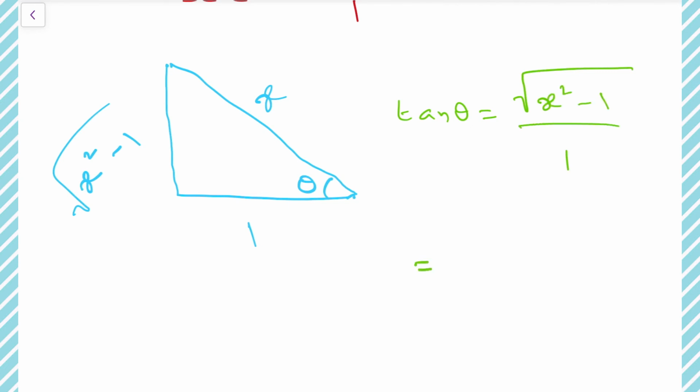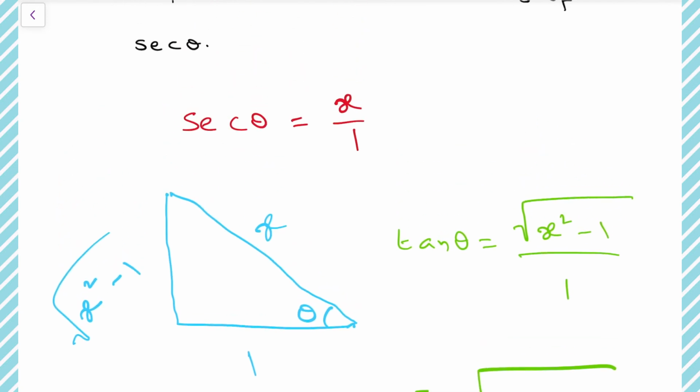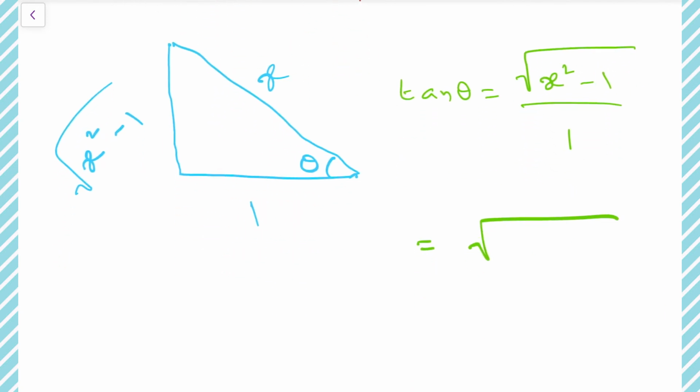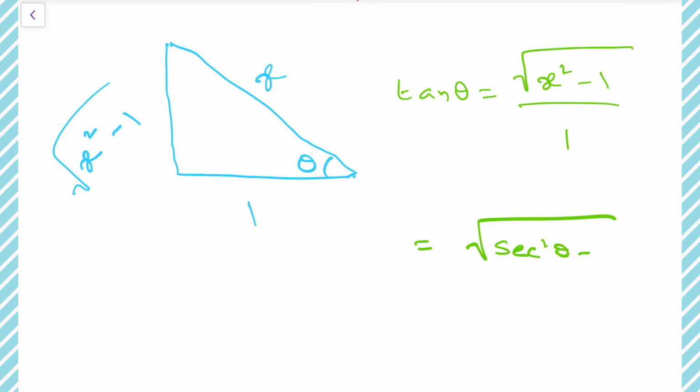Then it will be equal to under root, x value is secant. So secant square theta minus 1 divided by 1. If you write it also, if you don't write it also, nothing will happen. So tan theta is equal to under root secant square theta minus 1.